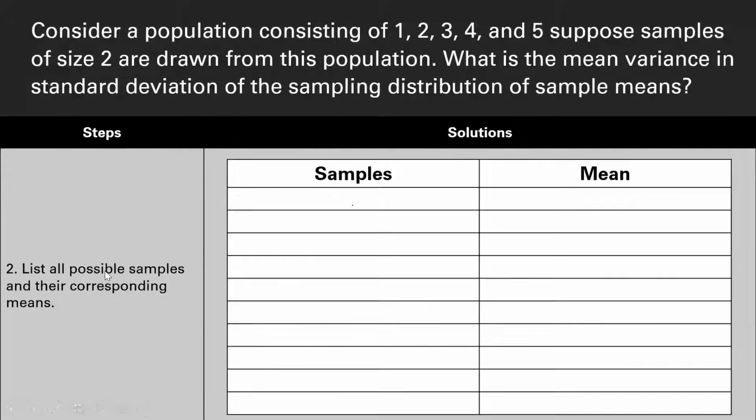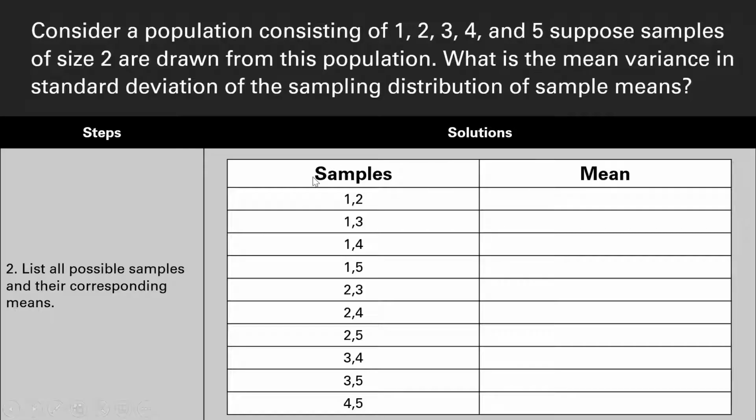Next, step 2 is to list all the possible samples and their corresponding means. So we're going to list all the possible samples of size 2 that we can draw from this population and their corresponding means. First combination will be 1, 2. Next is 1, 3. Next is 1, 4. Next, 1, 5. So we're done with 1. Next is 2, 3. Next, 2, 4. Next, 2, 5. Next, we have 3, 4, and 3, 5. Last, we have 4, 5.